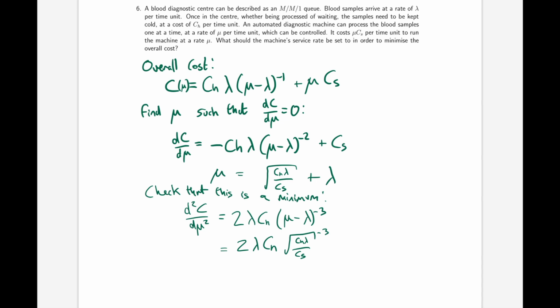We can look at this and go, well, 2 is a positive number. Lambda, the arrival rate, will be positive. Our costs will be positive. This square root will be positive, and to the power of minus 3 doesn't change the sign. Therefore, this will be positive, and so the value of mu that we found is indeed a minimum. And so our answer is that mu is equal to root C_H lambda over C_S, plus lambda.